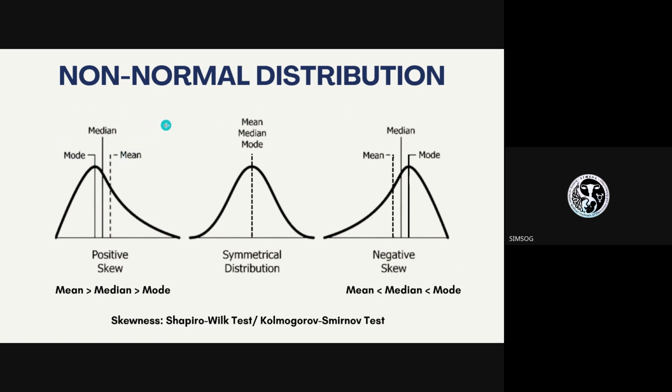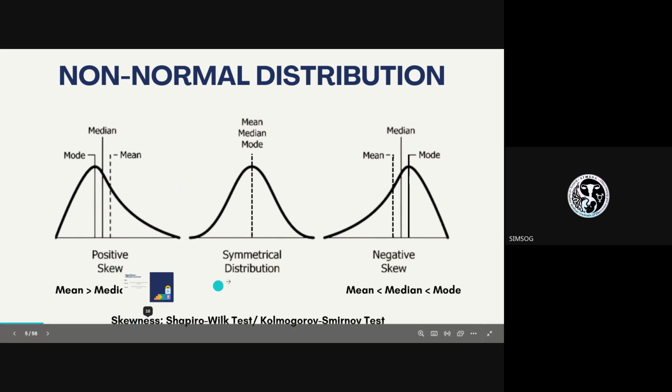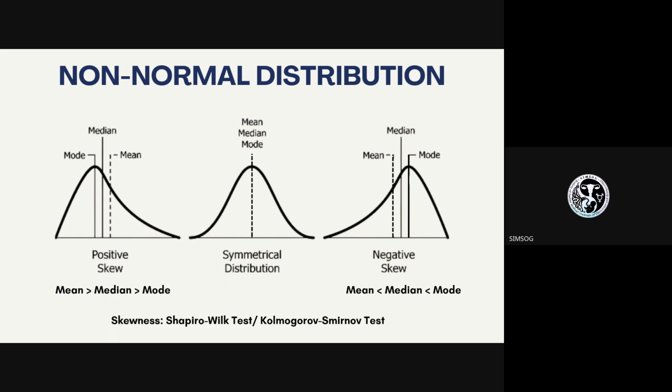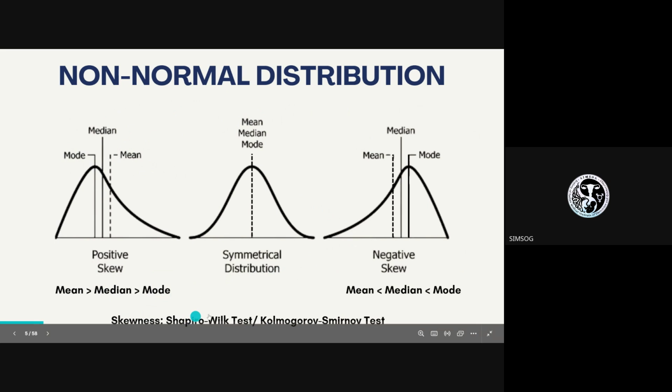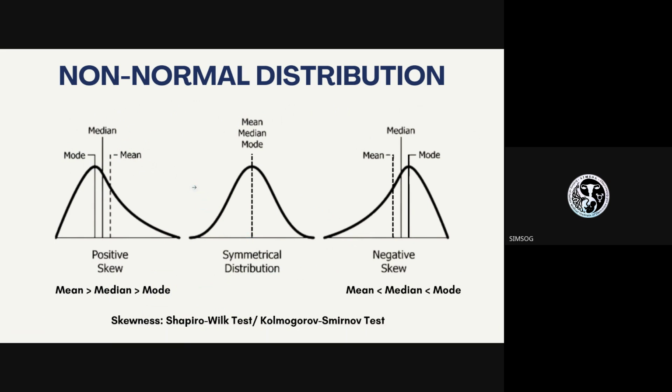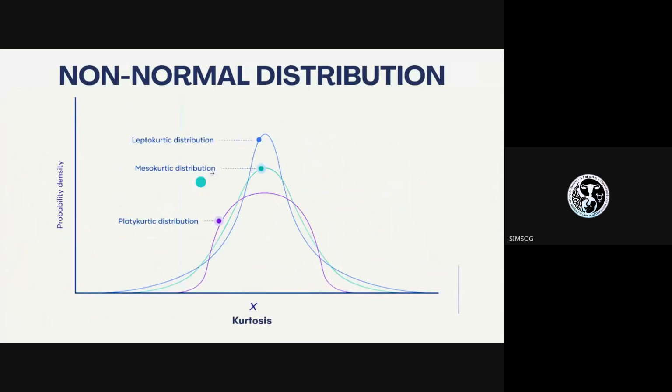So this is why it's important to determine whether data is skewed or not. For that, we use a test like the Shapiro-Wilk test or the Kolmogorov-Smirnov test. In due course of time, when you do your own research, you will come to know how to apply this. But I am not going into the depths of it because of the paucity of time we have for this session.